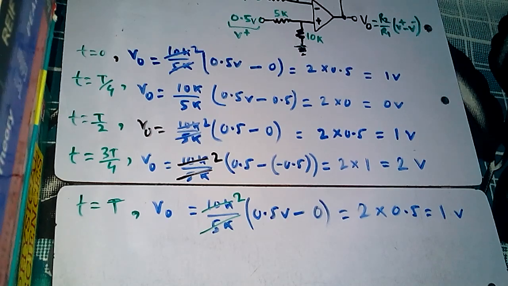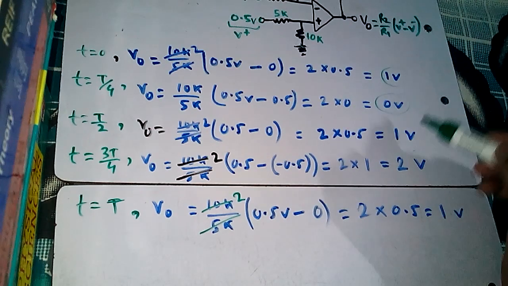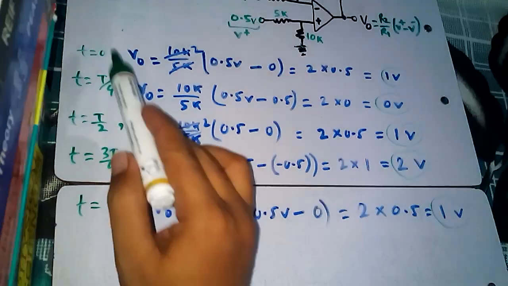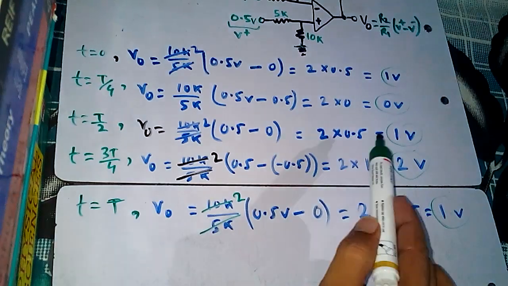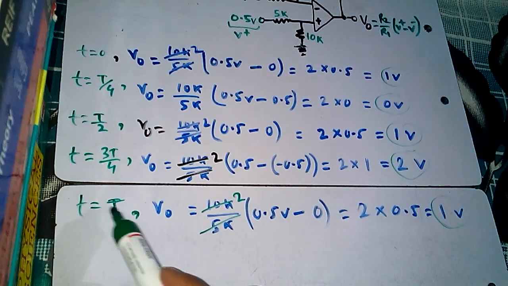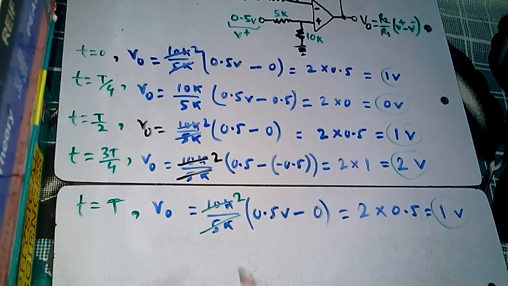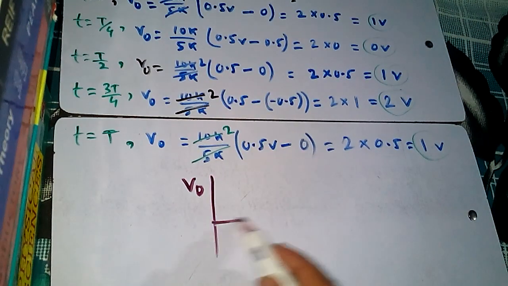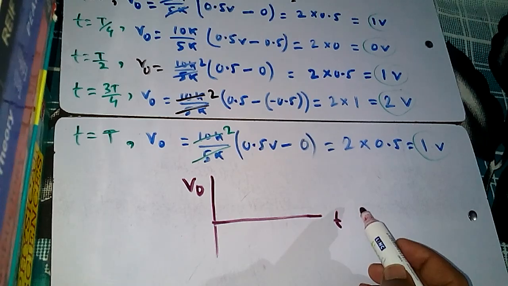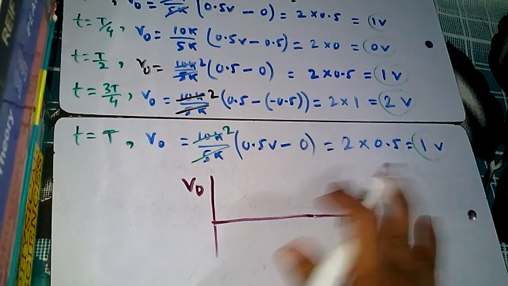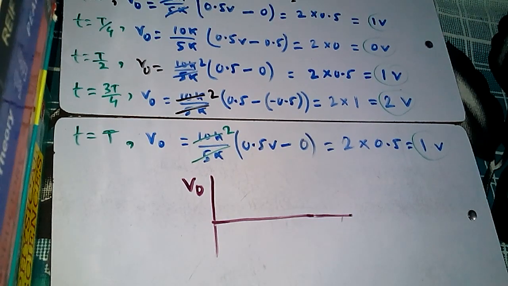Now if you follow, the outputs are 1 volt, 0 volt, 1 volt, 2 volt, 1 volt, at t equal to 0, at T by 4, this is at T by 2, this is at 3T by 4, and this is at T, this is 1 volt. Now let us draw the diagram for our output. Let us say this is V output, and this is the time diagram. So let us draw a graph of output versus time.